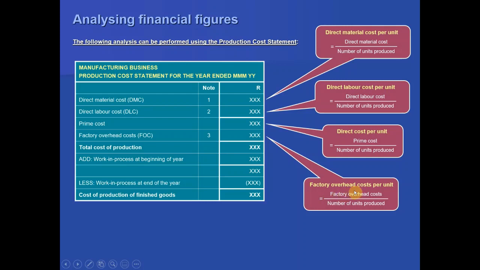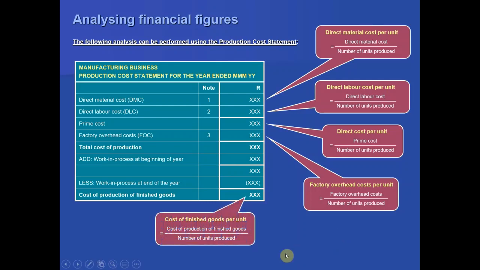We can get the factory overhead costs per unit by dividing the factory overhead costs by the number of units produced. We can take the cost of production of finished goods divided by the number of units produced to get the cost of finished goods per unit.